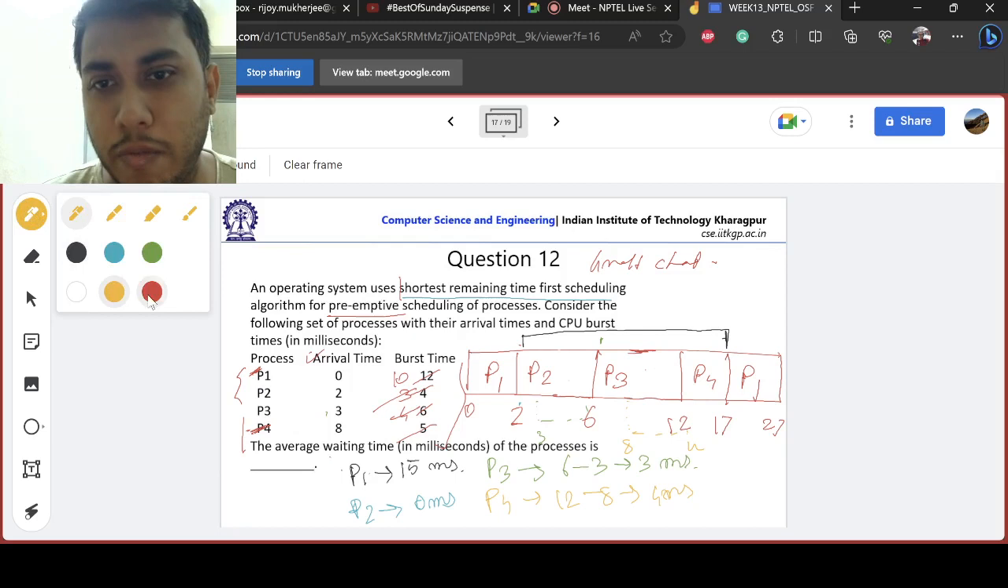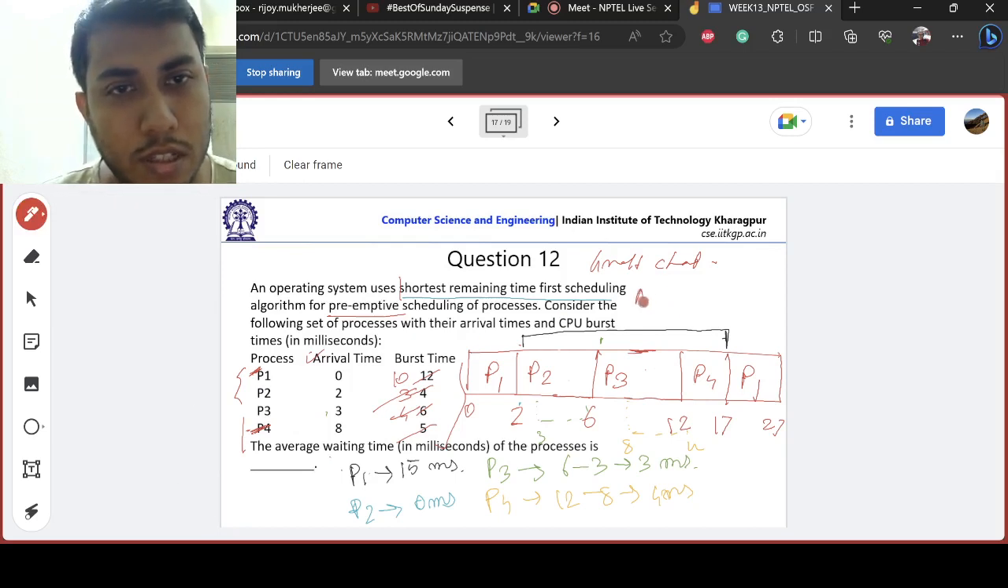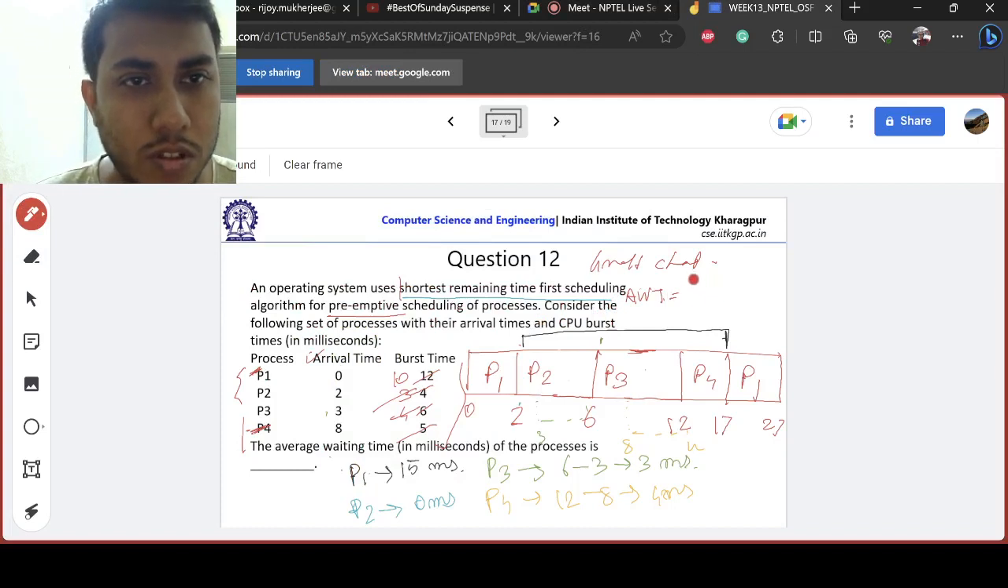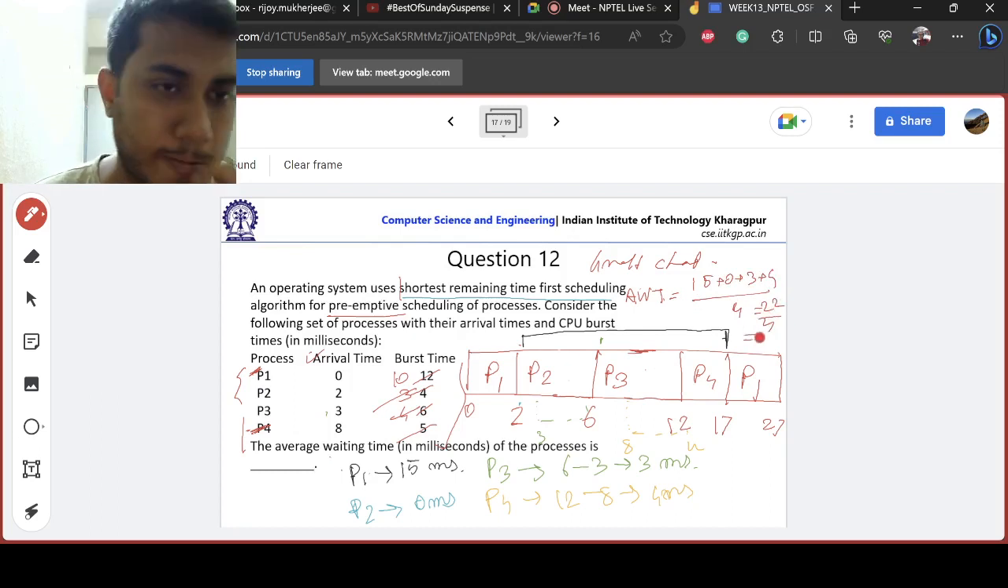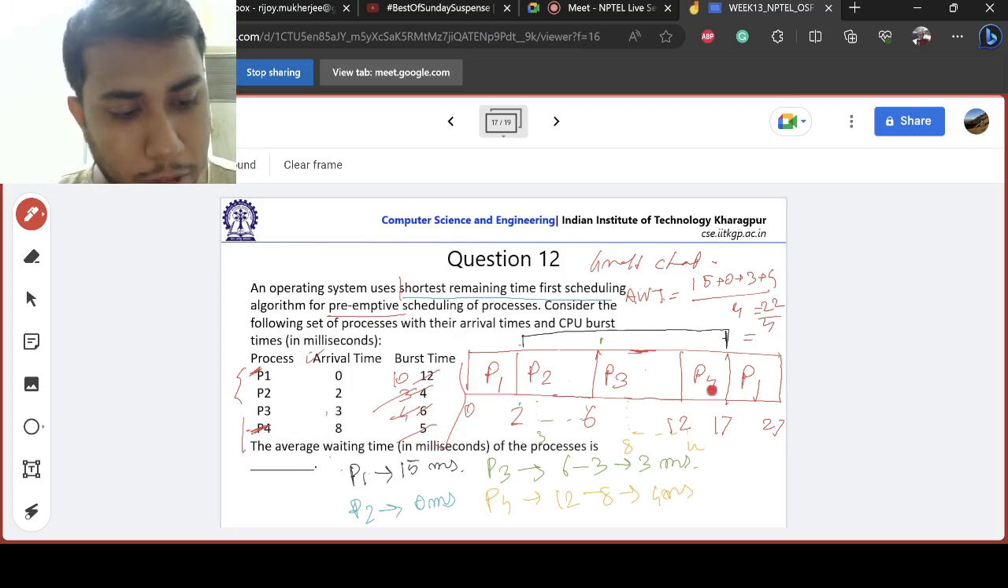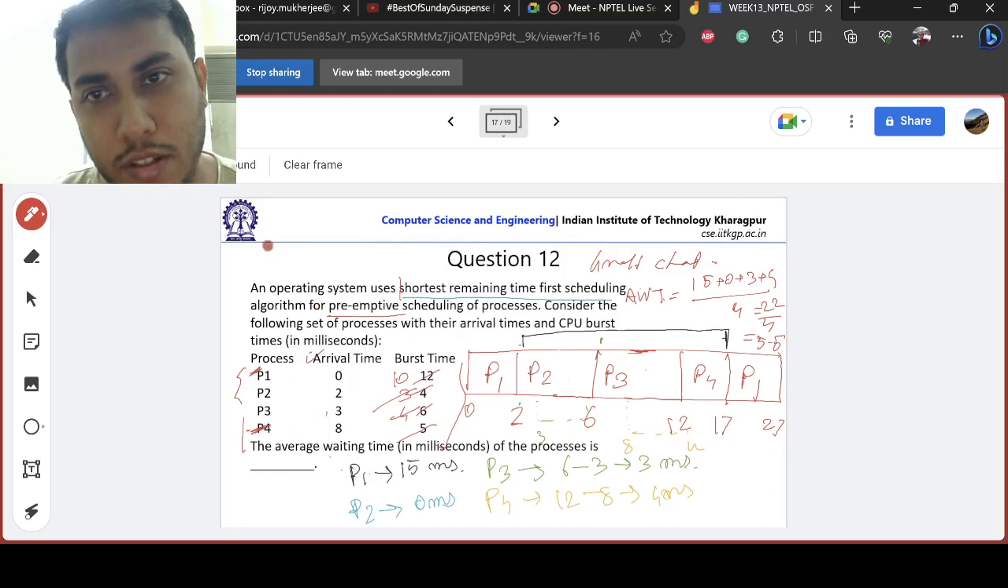Right. So the average waiting time is 15 plus 0 plus 3 plus 4 divided by 4, that is 22 divided by 4, that is 5.5 milliseconds. So the correct answer is 5.5 ms.